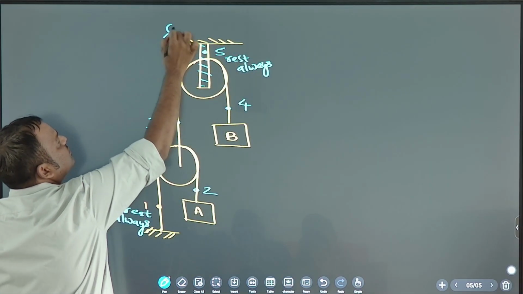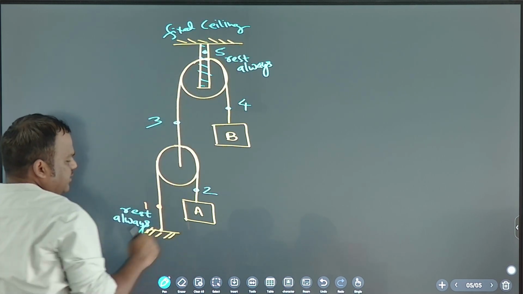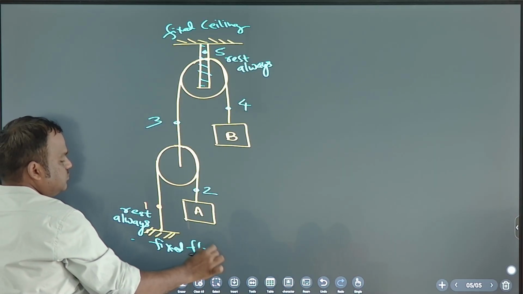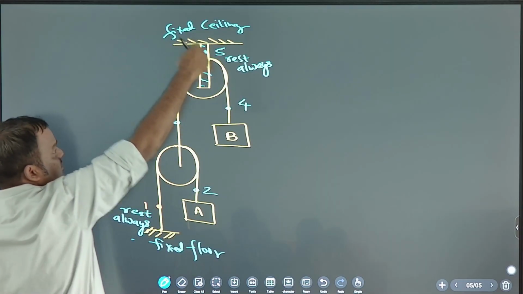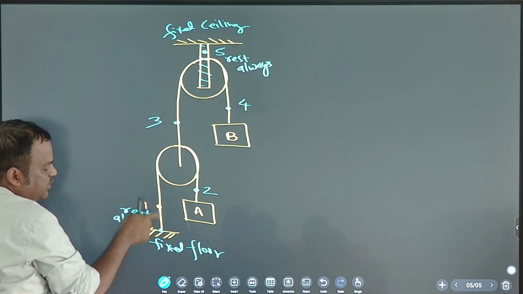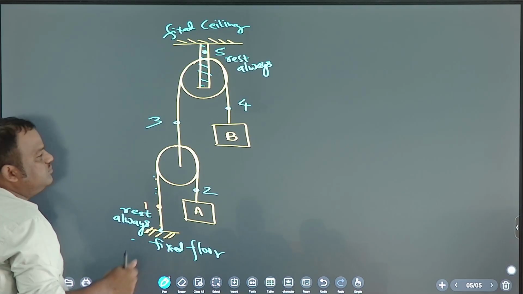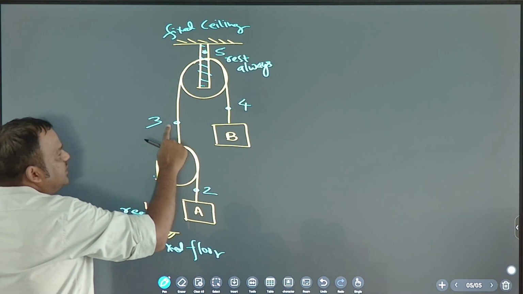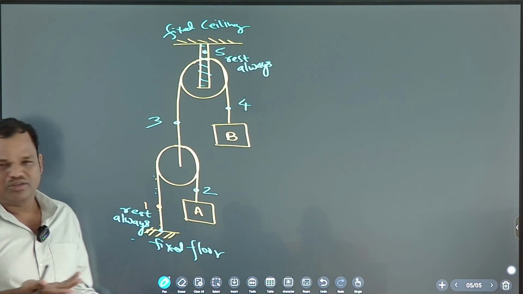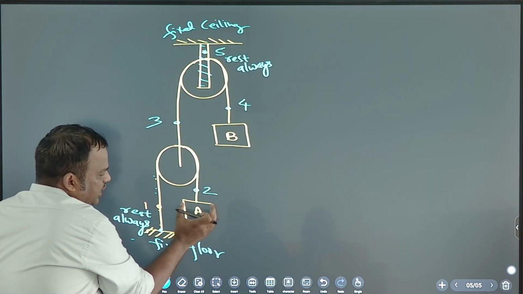Clamp is fixed. This is fixed ceiling, fixed floor. Floor is fixed. Ceiling is fixed. This point is fixed. This point is fixed. All these points are fixed. But 3, 4 and 2 may be moving, may not be moving. See, I will give one example. Suppose you try to pull A down.